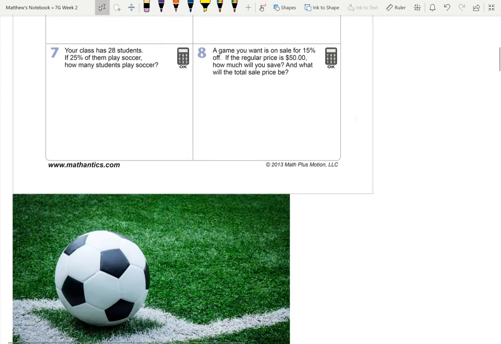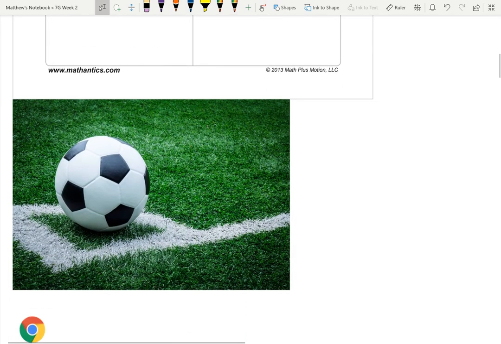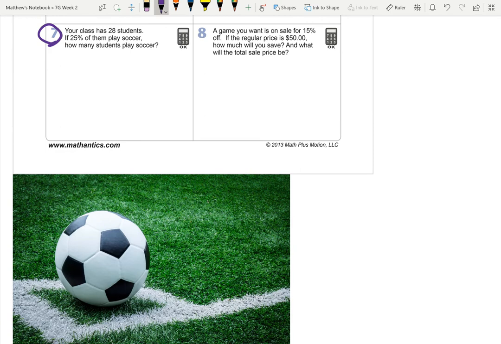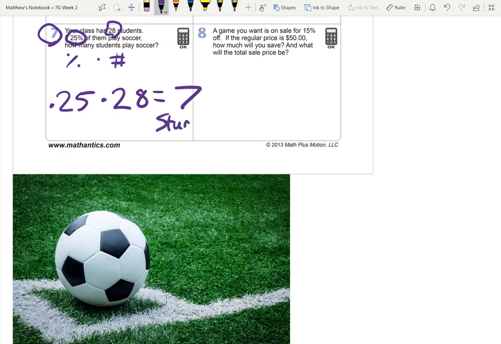Now, as we move on to other word problems, for example, like 7 here, it says your class has 28 students. If 25% of them play soccer, how many students play soccer? Well, again, all we're going to do is just take our percentage and multiply it by the number of students. So here we're going to take 25%, convert it to its decimal form of 0.25 by moving that decimal place over 2 spots, and then multiply it by 28. See, 0.25 times 28, well, it's going to be 1/4 of 28, which is 7 students.